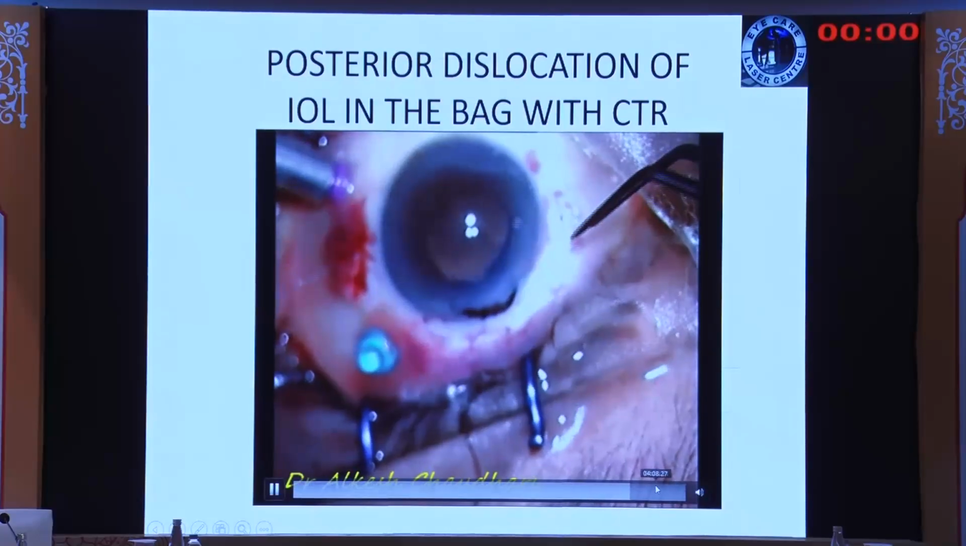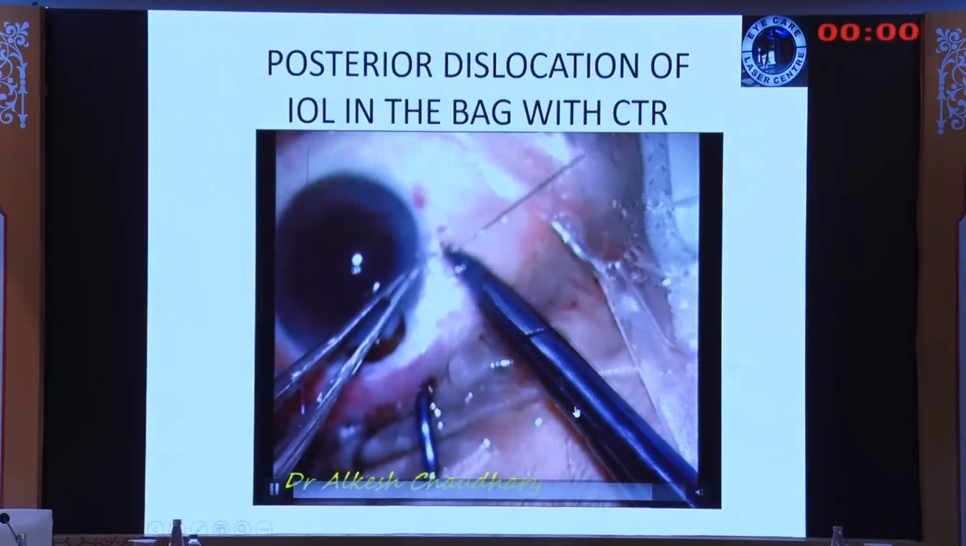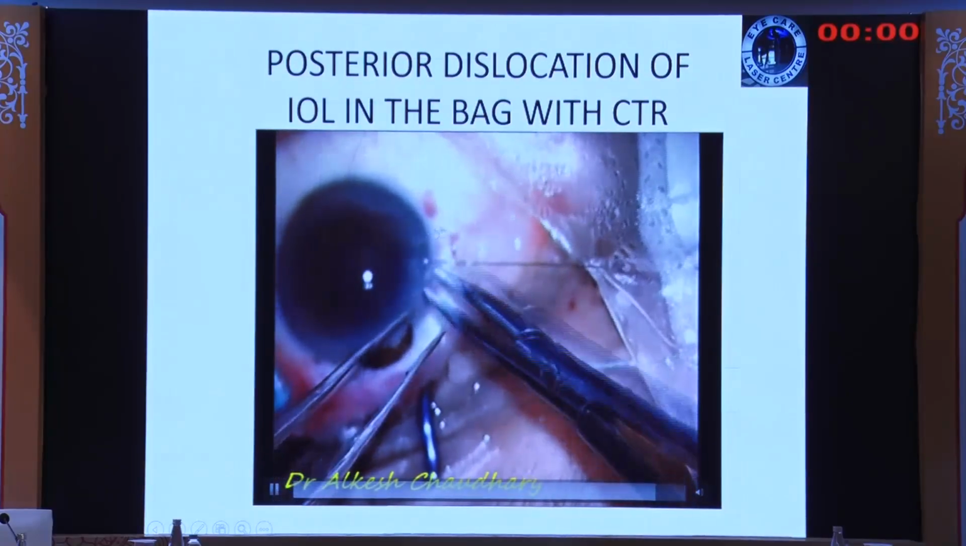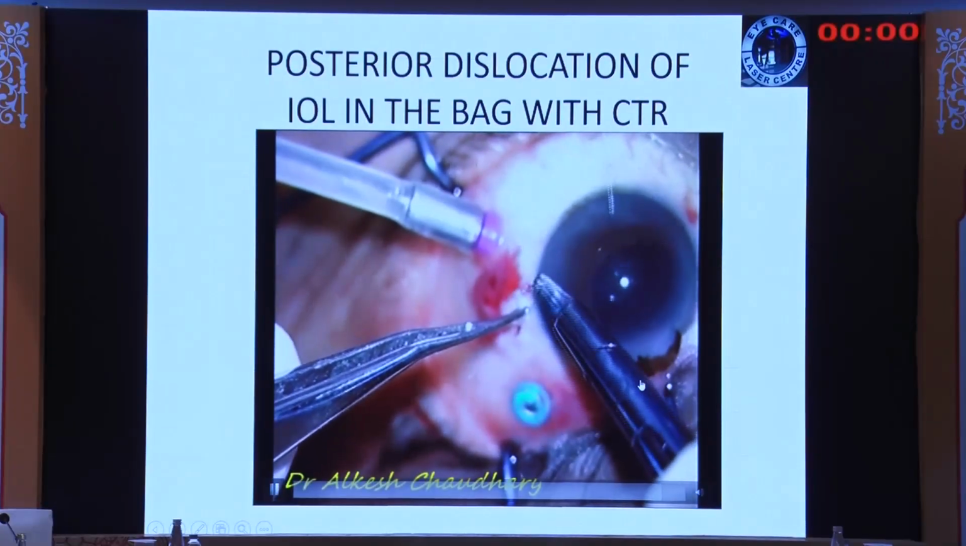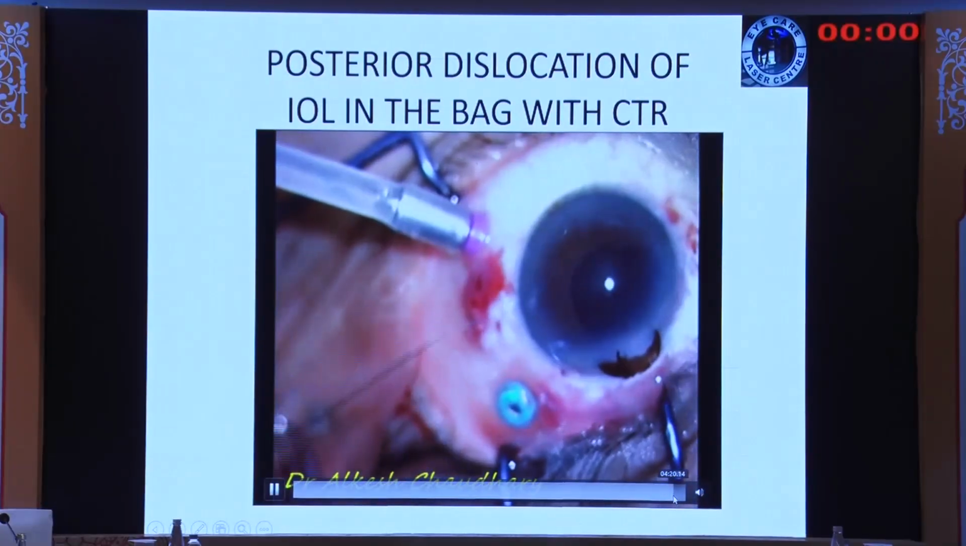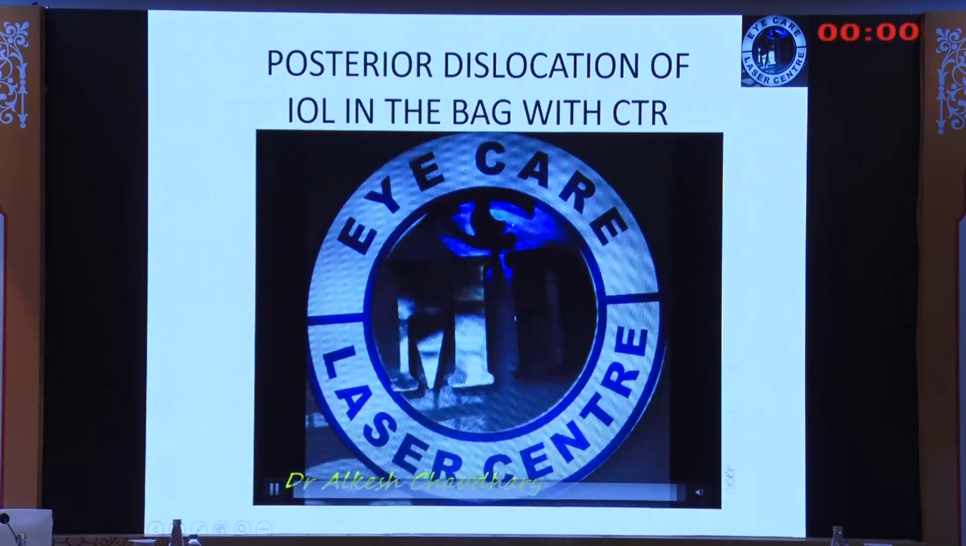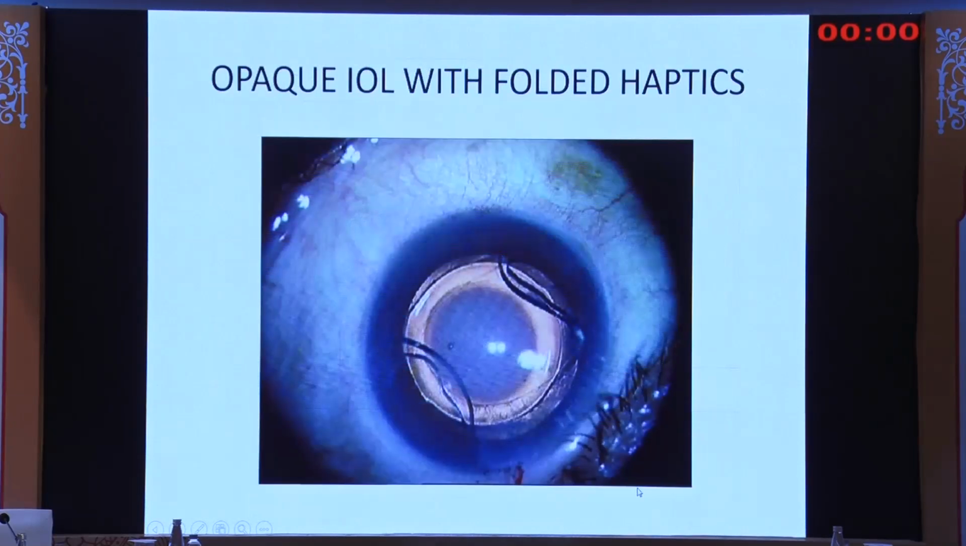So 90 proline. The IOL has been placed in the sulcus, fixing along the mattress suture along the scleral flap so that the knot doesn't slip away. So finally, the IOL is well placed, well centered. This is an opaque IOL. Earlier we had a series of opaque IOLs with folded haptics.